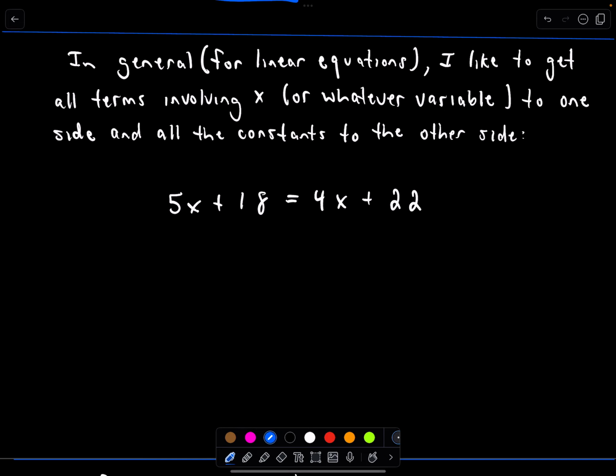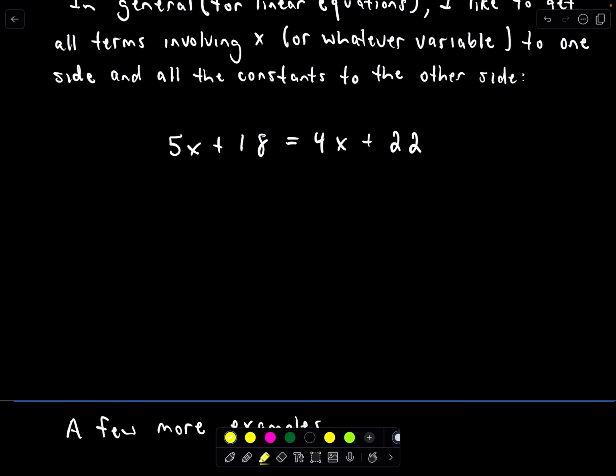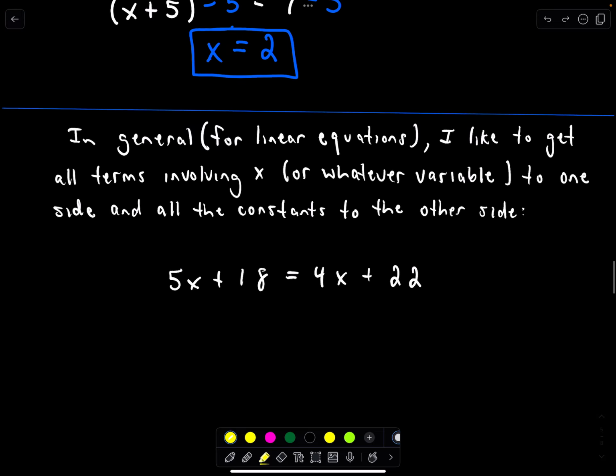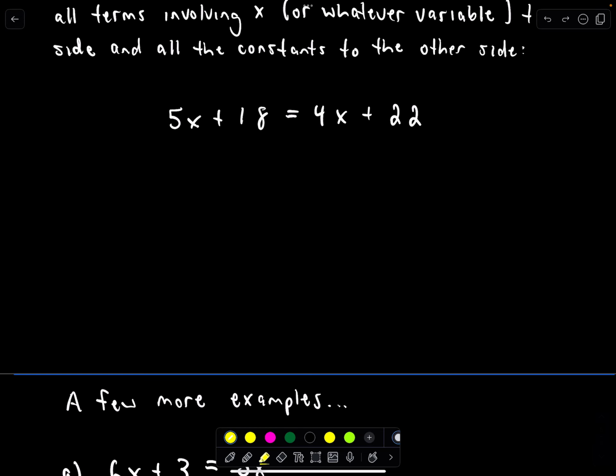Okay, so just to re-emphasize, in general, and this is for linear equations, I like to get all terms involving x, or maybe the variable y or z, whatever the variable is, to one side and all the constants to the other side. And I like to try to combine those. A second ago, I put my work out to the side when I subtracted 5. Usually, a lot of people will do it in a column, so that's what I'm going to do here.